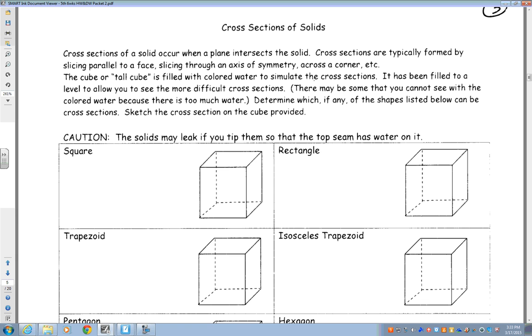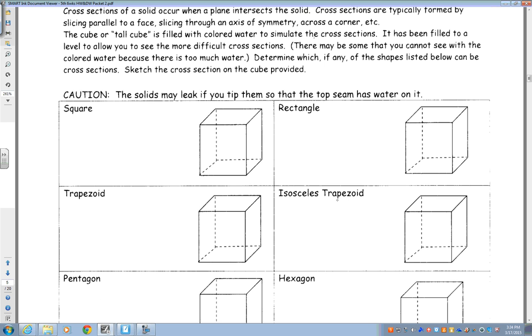Basically, what they want you to do here is sketch a cross-section on the cube. Each time we look at it, it's a cube. That means all faces are congruent. They're all squares, okay? But when we sketch the cross section, when we show where we could cut it, they're telling you what they want the cross section to look like. So like on this first one, we want the cross section to be a square.